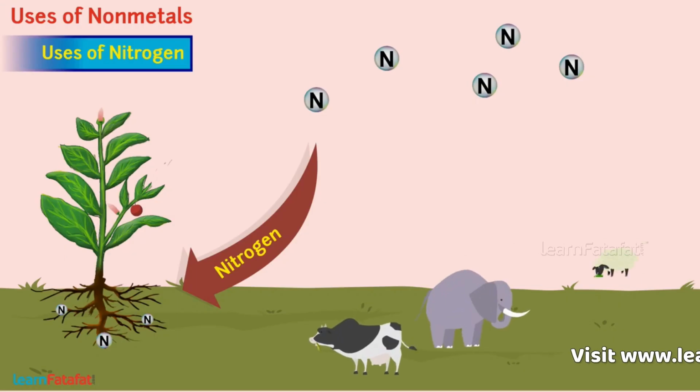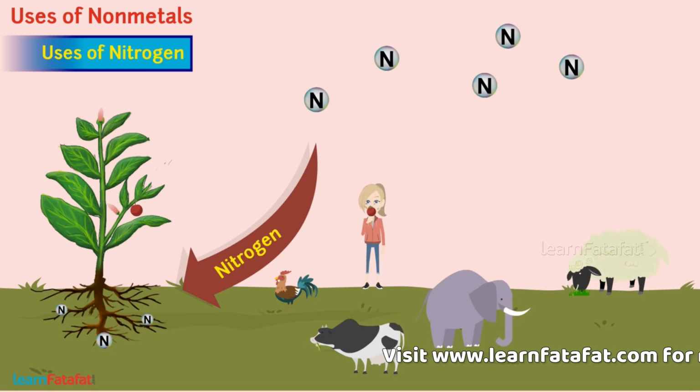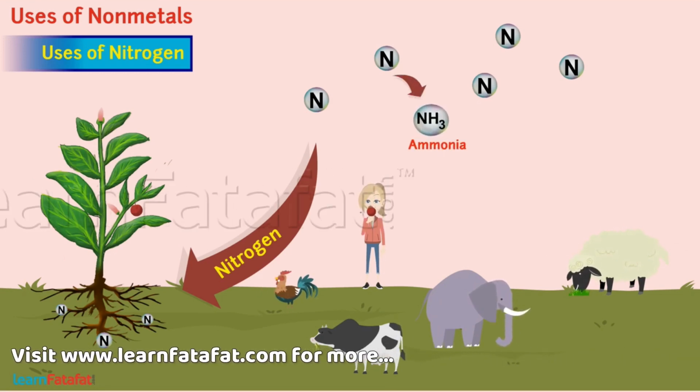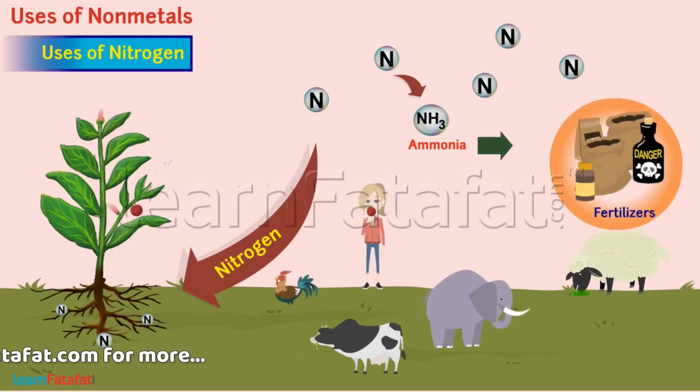All other animals depend on the same food prepared by plants. Nitrogen compounds are used to manufacture fertilizers.